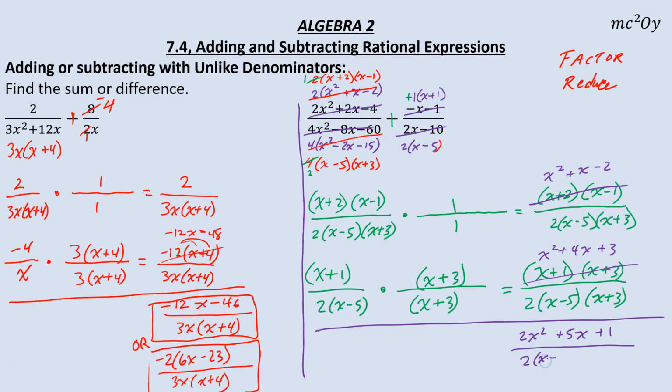And our 2x minus 5 and x plus 3. Now, make that look like a 5. 2x squared plus 5x plus 1 does not factor. Two things I would have to multiply to make 2 and add to make 5. Nothing. So you're now done. There we got it.